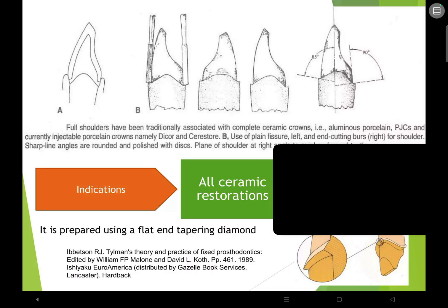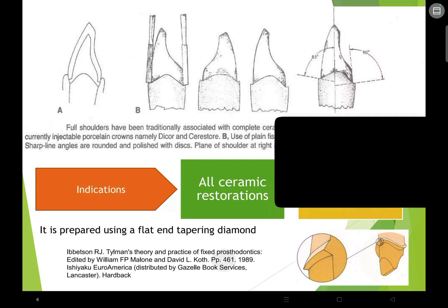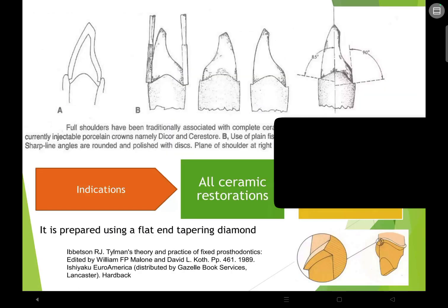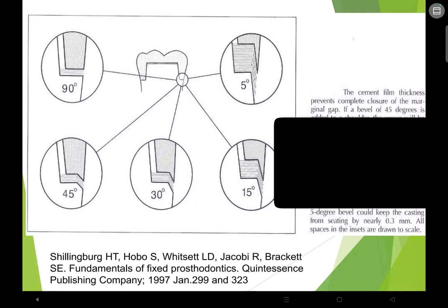So these are the finish line. This is how it looks, the shoulder finish line. And this is if you do a bevel to the shoulder finish line. If you can see here, this is the junction. So you can see this is your shoulder finish line.